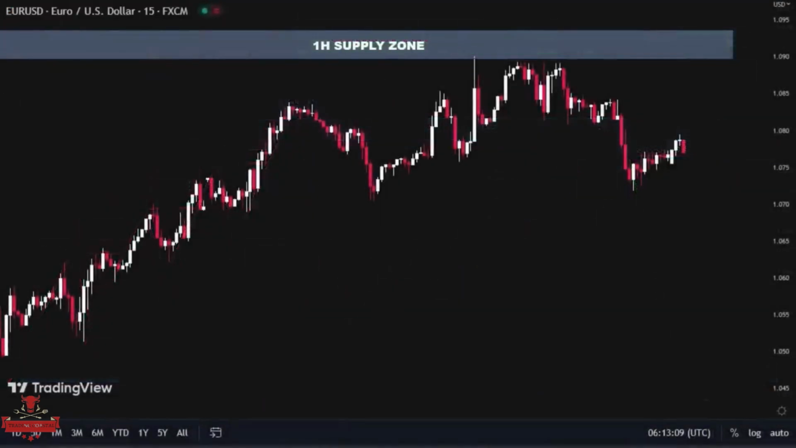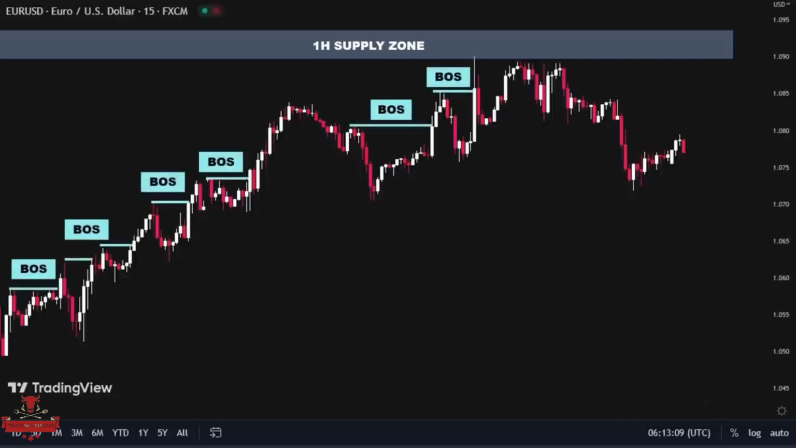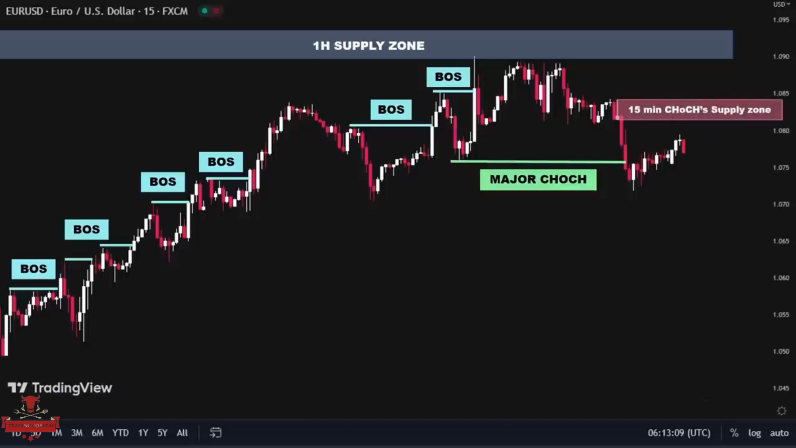So we have the 15-minute euro-dollar time frame on our chart. As you can see, price has created this series of BOSs to the upside, and after touching the higher time frame supply zone, it reversed to the downside and created this major change of character by breaking this structure to the downside. Next, we should draw the supply zone created by Choch's wave. So, we have our confirmation on the higher time frame.